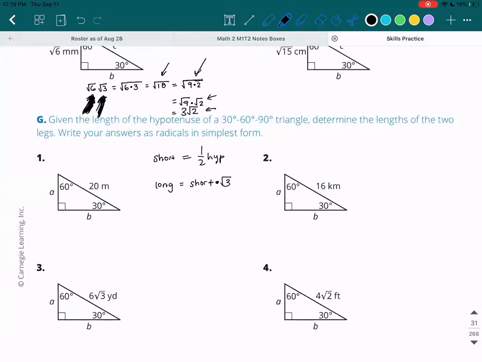Okay, so I lagged again, but the long leg is just equal to the short leg times radical 3. And that's the equation we were using for the top examples earlier.